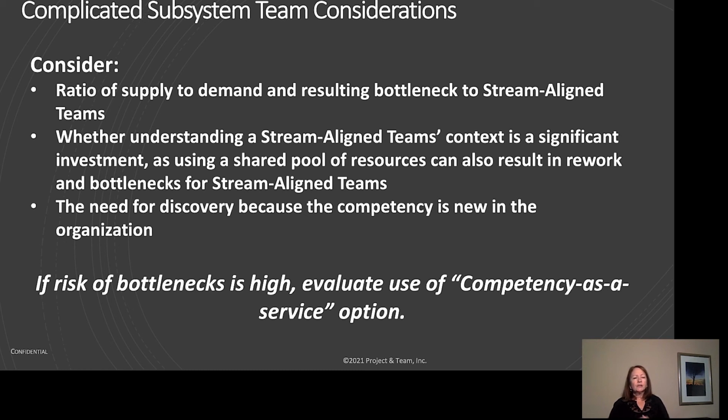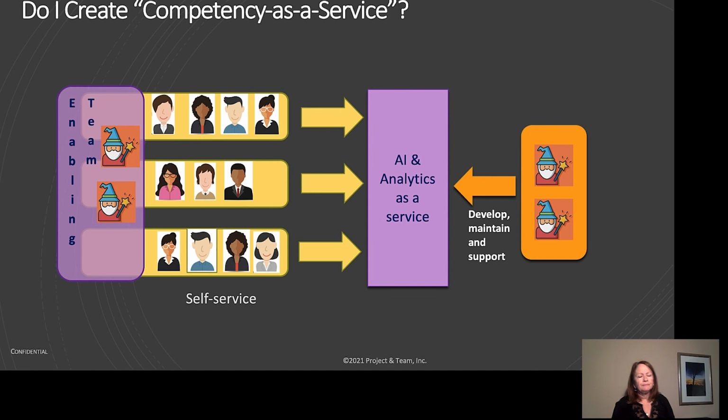Now, if we find that this risk of bottlenecks is very high, we can look at our third option. In the Team Topologies book, they call as a service a communication mechanism between teams. I call this competency as a service as an option, just because this is the way that I like to think of it and teach it. So let's look at what that means.